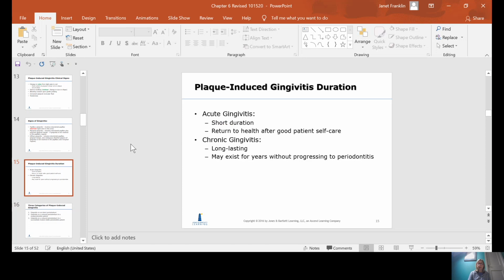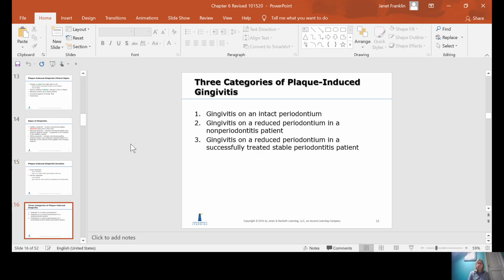You can have acute or chronic. There are 3 categories of plaque-induced gingivitis. We can have plaque-induced gingivitis on an intact periodontium, on a reduced periodontium in a non-periodontitis patient, and on a reduced periodontium in a successfully treated stable periodontitis patient. That category, number 3, is a very tricky one.